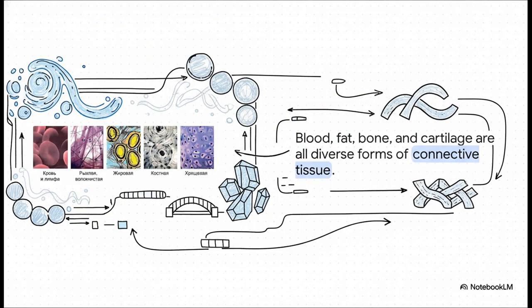And the diversity here is just staggering. That substance between the cells can be a liquid, like in your blood. It can be a flexible gel, like the cartilage in your ears, or it can be a rock-hard solid, infused with minerals, like in your bones. It connects, supports, and transports things all over the body.